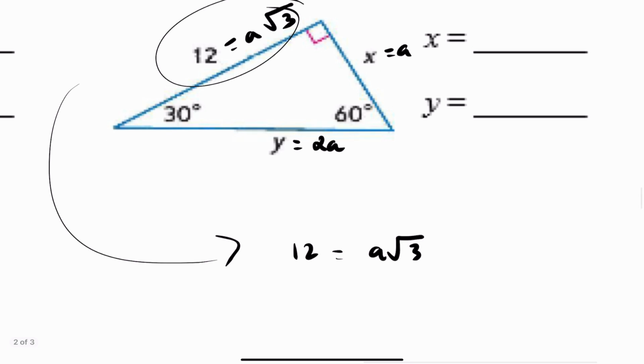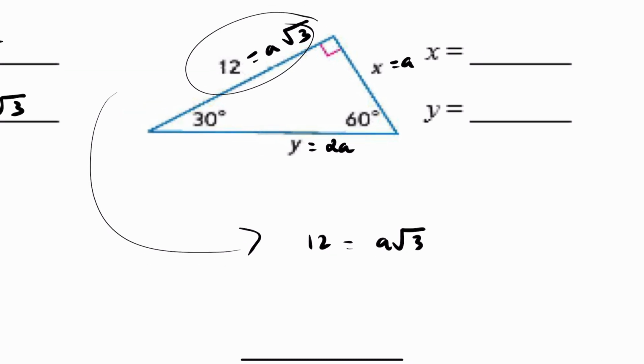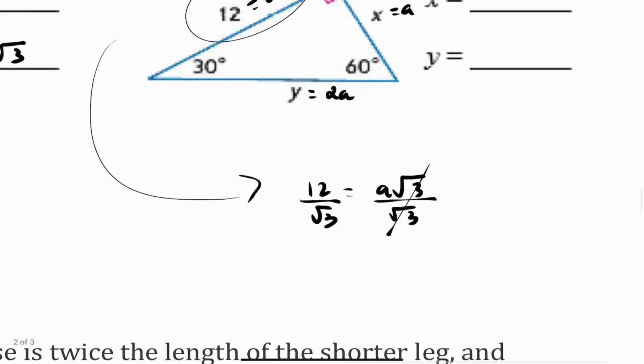So 12 equals a root 3. How do I get a by itself? Well, this is like saying 4 equals 2a, right? And you're going to solve for a by dividing both sides by 2. It's the same thing with this one over here. You want to get a by itself. And so in order for you to do that, you need to divide both sides by root 3. So you have 12 over root 3 equals a. But again, mathematicians do not like it when you have a radical in the denominator, so you have to rationalize. So you need to multiply the bottom and the top by root 3.